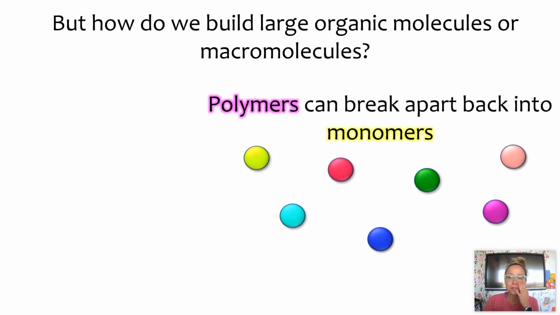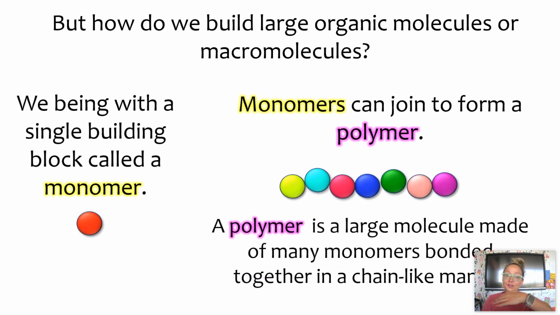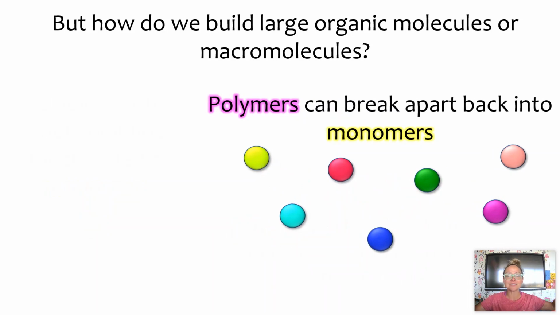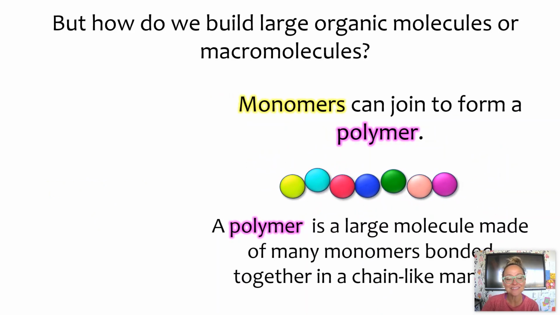For example, when you eat protein, so let's say you have a peanut butter and jelly sandwich. That peanut butter has lots of protein in it. Protein is a large macromolecule. It's going to look like a chain like this, a chain of amino acids. When we eat that protein, we will actually break it apart in our stomach into individual monomers that we can then use to build our own proteins. But anyway, now let's go ahead and look at this.